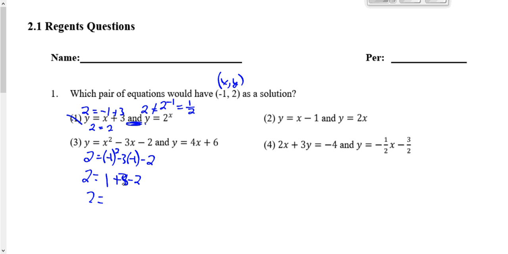Where'd you get a plus 4? There's no plus 4 up there. Did you see a plus 4? You're on 2, right? You're the only one. No, he's on 3. That's 4 minus 2. That's 2. So it makes this one true.